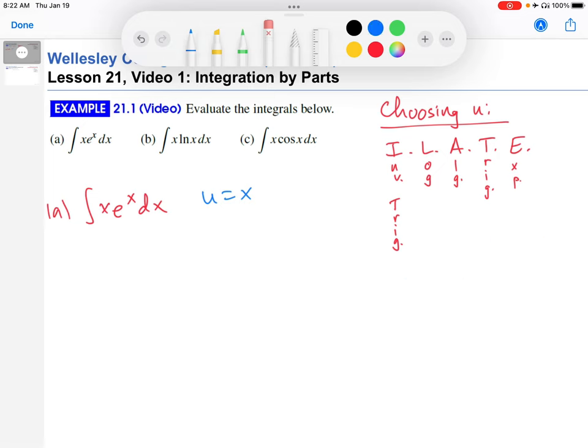Okay, so returning to the example, we have u equals x, and so now everything that is left over in the integral, including the dx, is the dv.